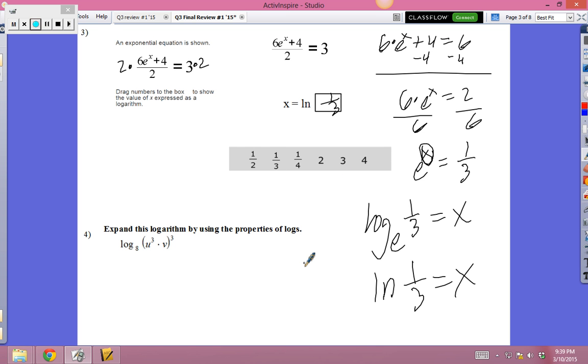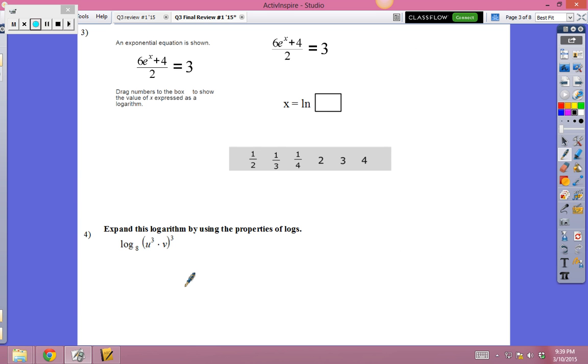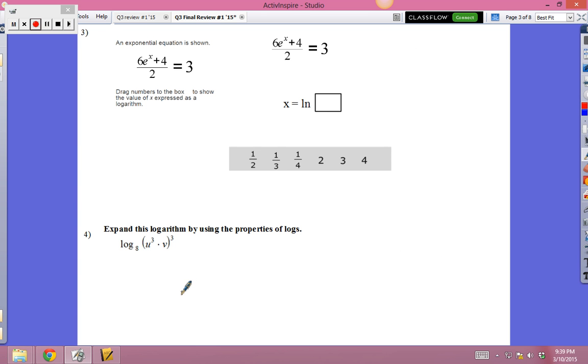Okay, number 4. So the properties of logs. You should use the properties of logs to expand this single log into 2 logs. So move number 1. Let's take this exponent of a 3. Let's take it to both the u and the v. So it's going to become log in base 8 of u to the 9. I times them. 3 times 3 is 9. Times v to the 3.